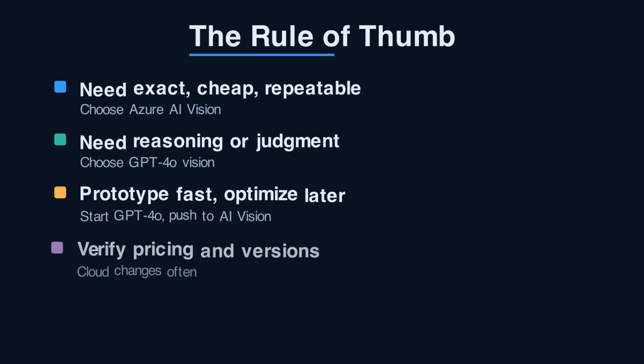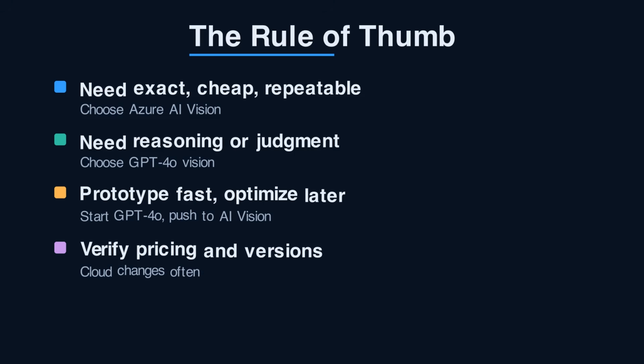If you can write down exactly what you want extracted and you need it cheap, repeatable, and at scale, use AI Vision. If the task needs language, reasoning, or handling cases you can't enumerate, use GPT-4o Vision. When in doubt, prototype with GPT-4o because it's faster to build. Then push the high volume, well-defined parts down to AI Vision once you know the shape of the problem.